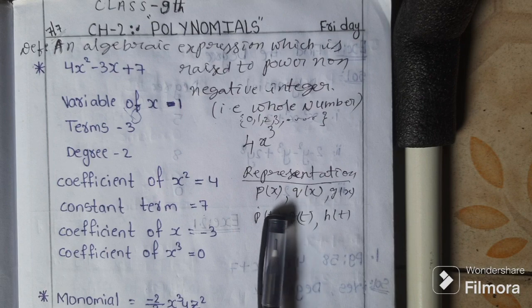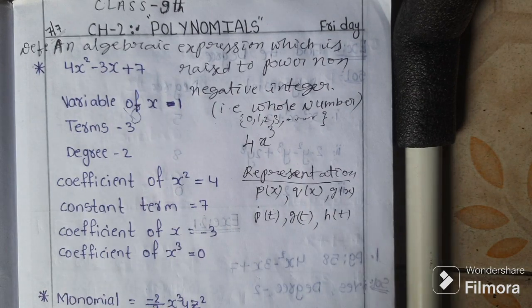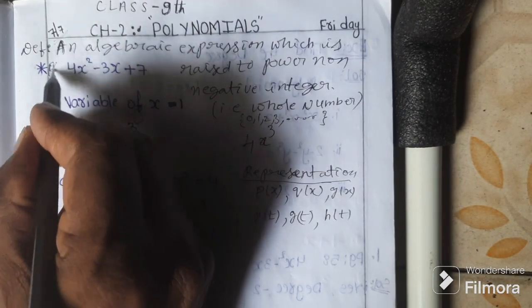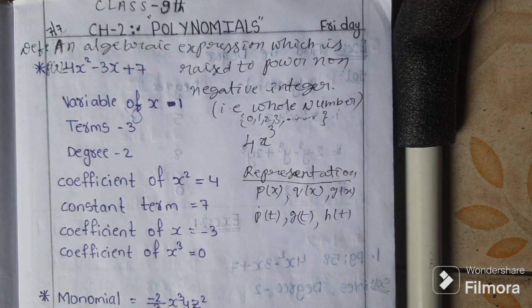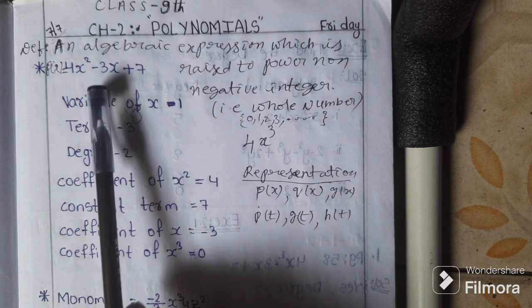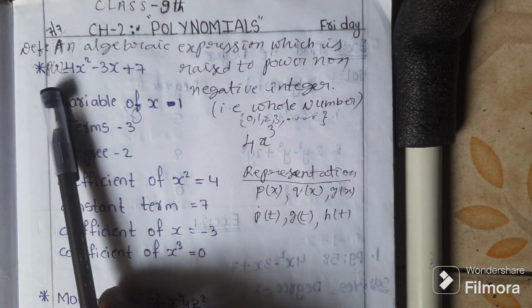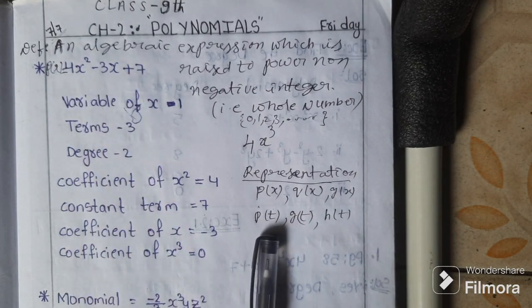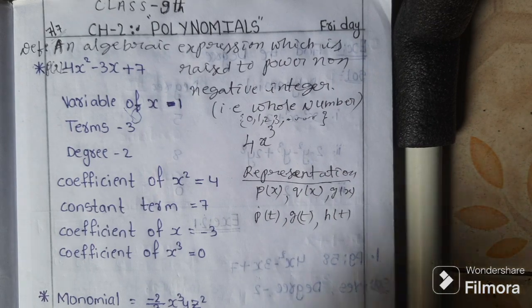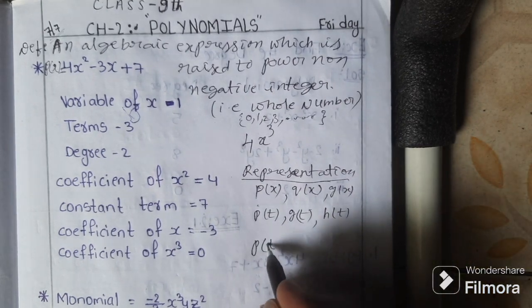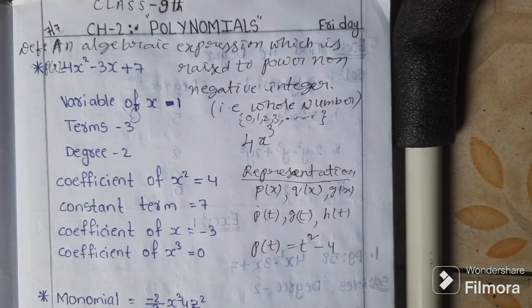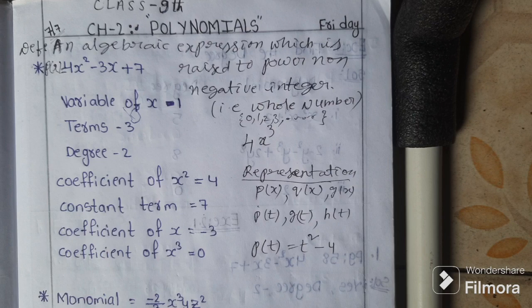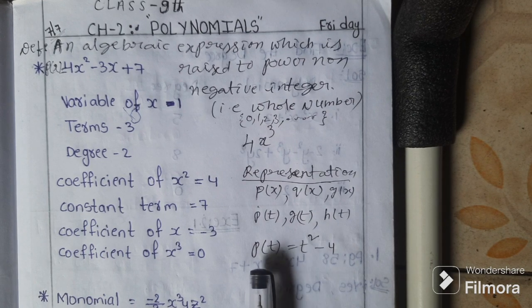P of x: previously we gave an example as p of x only, that is p of x is equal to 4x square minus 3x plus 7. That means the variable is x there. Here suppose they are giving p of t, for example t square minus 4 as one polynomial. Here the highest power is 2. It is in terms of t, so that is a polynomial p of t.